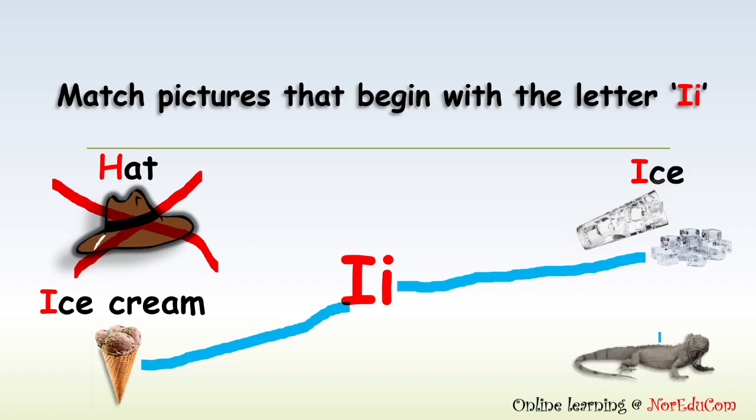Can you name the last picture? Yes, this is an iguana. Iguana. It starts with the letter I. Short sound E. Letter I. So let's match to letter I. Well done, everybody.